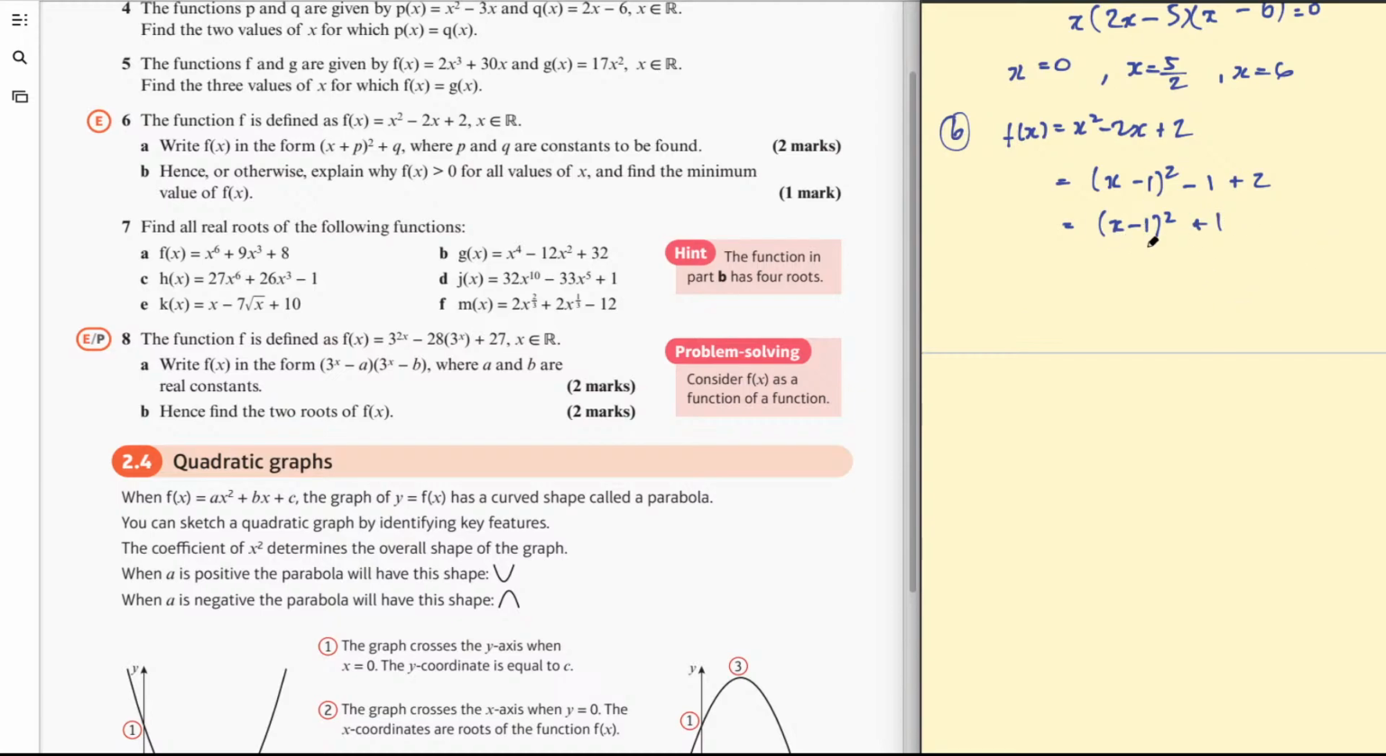If you're ever unsure as to whether you've done it correctly, just expand it out again and make sure you end up with what you started with. So if we expanded this out, we'd get x squared take 2x plus 1 plus 1. You can see that's x squared take 2x plus 2. So there we have it in the form (x plus p) all squared plus q. Here p is equal to negative 1, q is equal to 1.